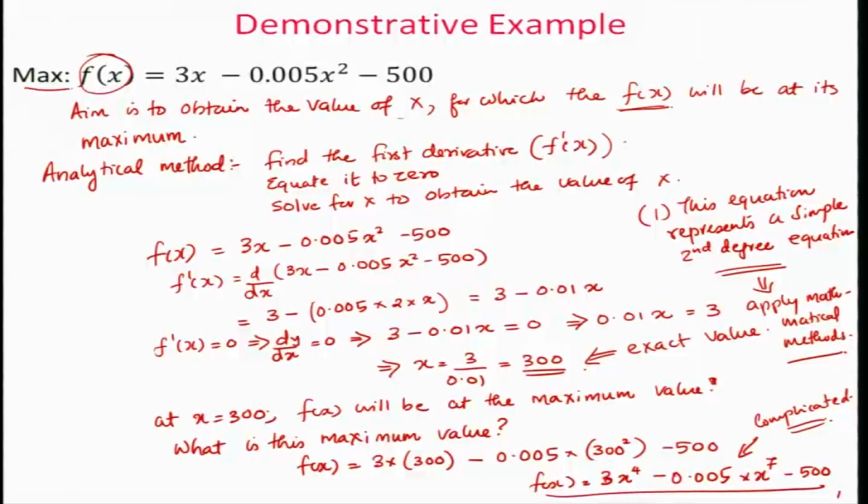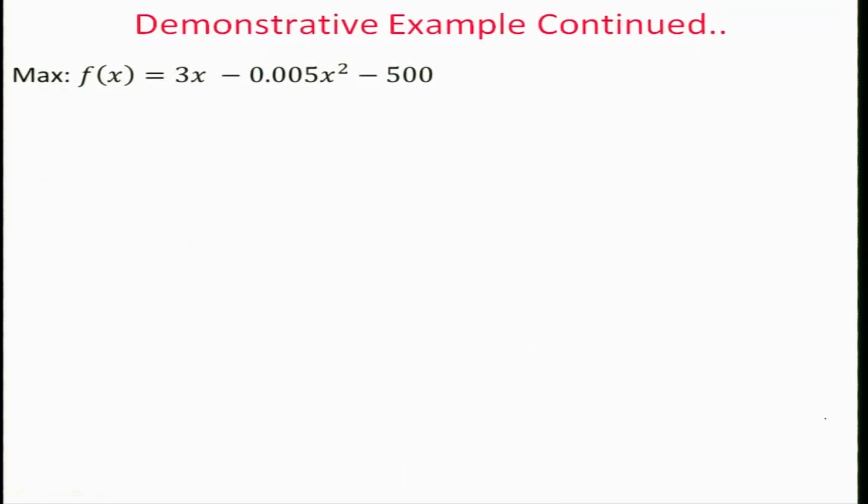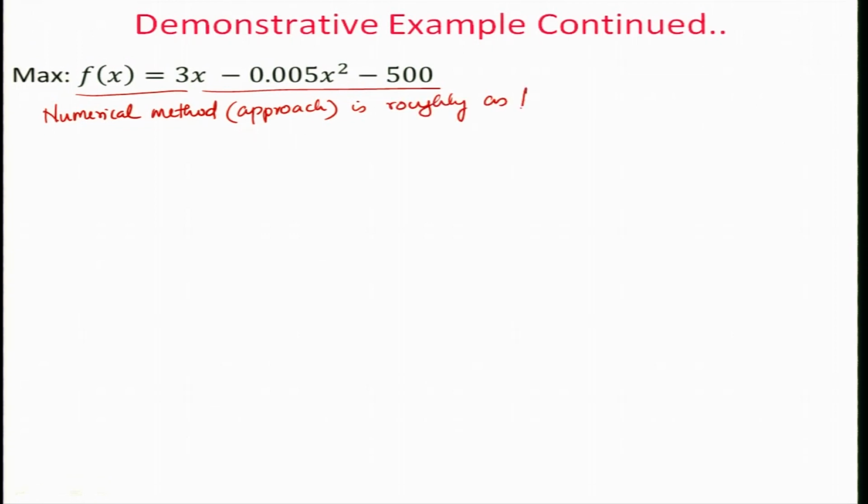So, the same problem that we are talking about, how can we actually solve this using the numerical method is what we are going to see in this slide. So, the same equation 3x minus 0.005 x square minus 500, we are trying to solve using the numerical method. The numerical approach is roughly as follows. Okay. So, the rough approach is like this.